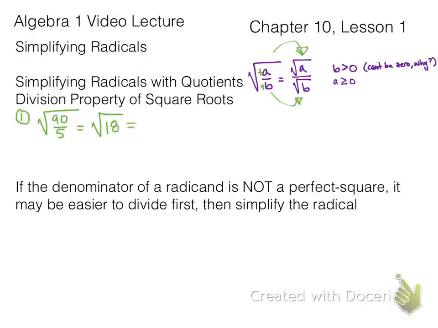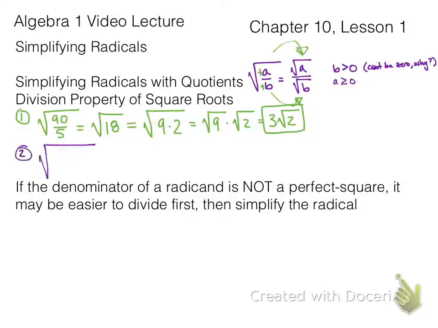So, 1, we have the square root of 90 over 5. That would be the square root of 18. If I divided before I took the square root, well, that's just the square root of 9 times 2. Square root of 9 is 3, so 3 times the square root of 2. Beautiful. All right, so next one.